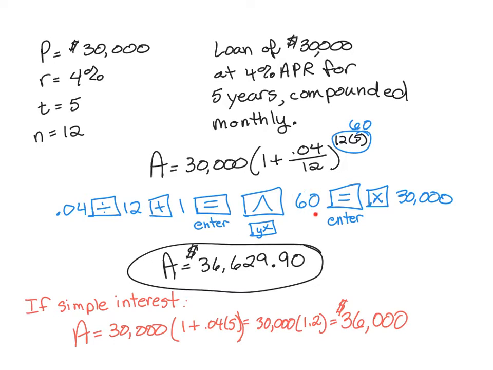So you put that in there, you have to hit enter or equal again. That will calculate the parentheses to the power. And the last step is the multiplication. Remember order of operations, that's all we're doing.